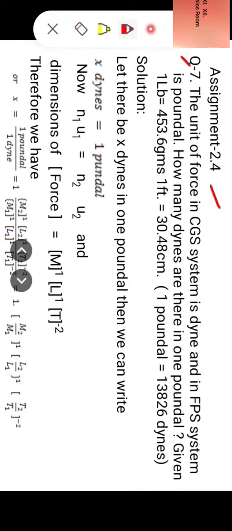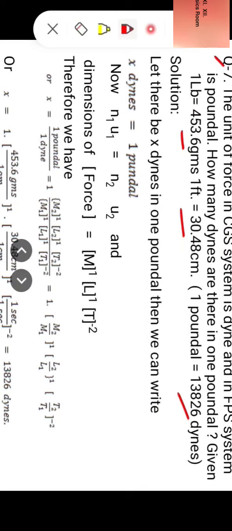Question number 7 again: how many dynes are there in 1 poundal, given 1 pound equal to 453.6 grams and 1 feet equal to 30.48 centimeters? The answer should be 13,826 dynes. Now let us solve this problem. Let there be x dynes in 1 poundal, then we can write x dynes equal to 1 poundal, or x equal to 1 poundal by 1 dyne.